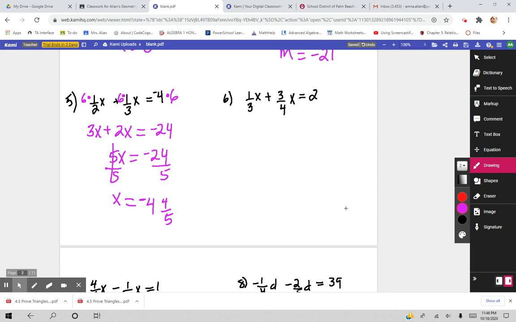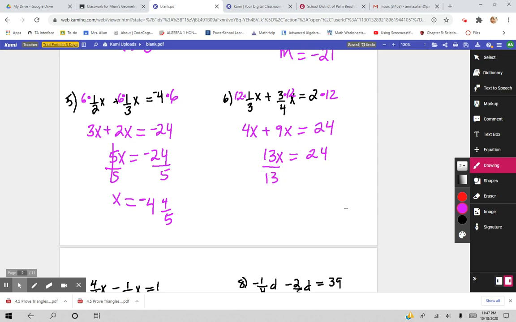Let's get rid of the fractions. We need to come up with the least common multiple. If you said 12, that is correct. Multiply this by 12, multiply this by 12, and multiply this term by 12, every term. 12 times 1 is 12, divided by 3 is 4x. 3 times 12 is 36, divided by 4 is 9x, equals 24. Well, that's 13x equals 24.